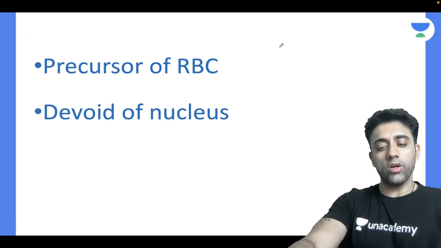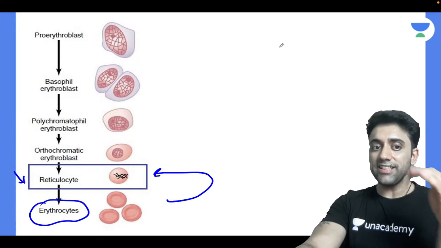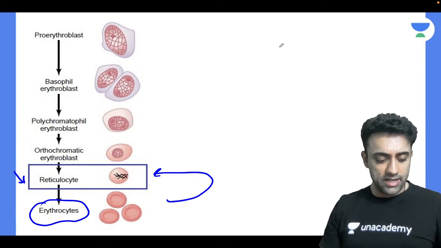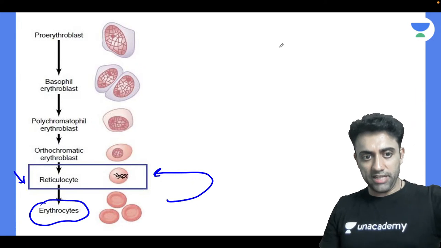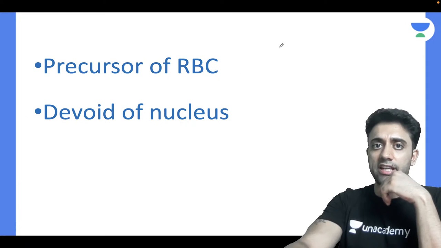Exactly. So what is this, sir? Ye kya hai, sir? Kya hota hai, sir? Reticulocyte count. Number one, reticulocyte is a precursor. Can we appreciate this slide? Reticulocyte basically is a premature or precursor form of RBC. Number two, they are devoid of nucleus.